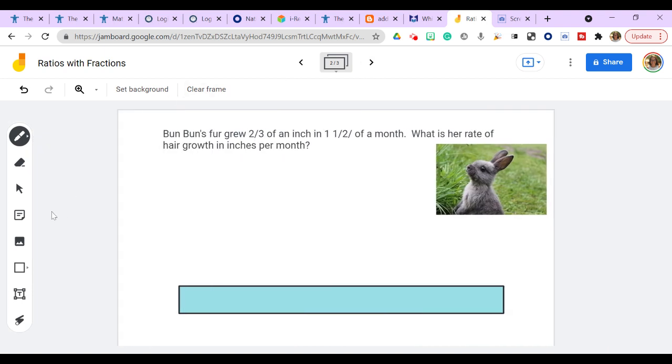Bun Bun's fur grew 2/3 of an inch in 1 1/2 months. What is her rate of hair growth in inches per month? So again, this question is asking us what is the unit rate, how much for 1 month? So I'm going to divide 2/3 by 1 1/2, because I want to see how much for 1 month.